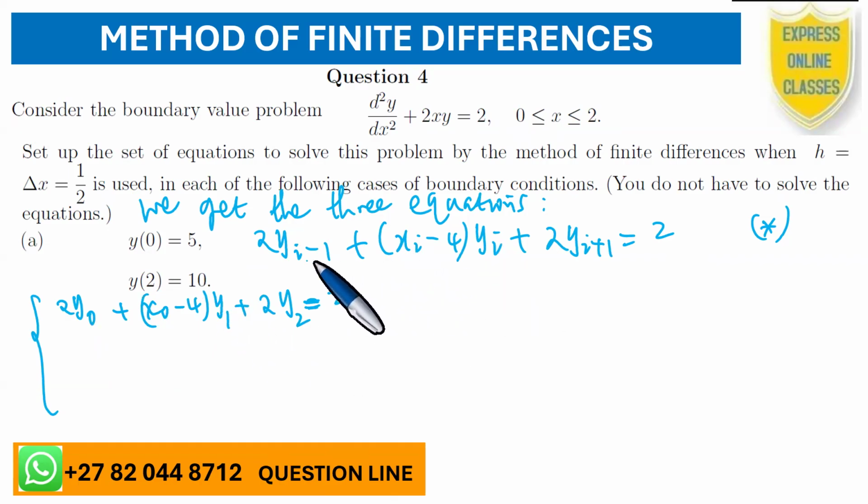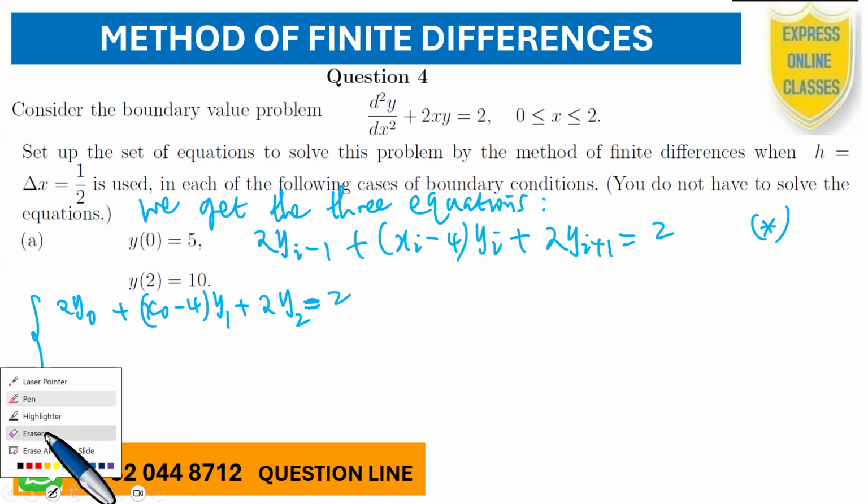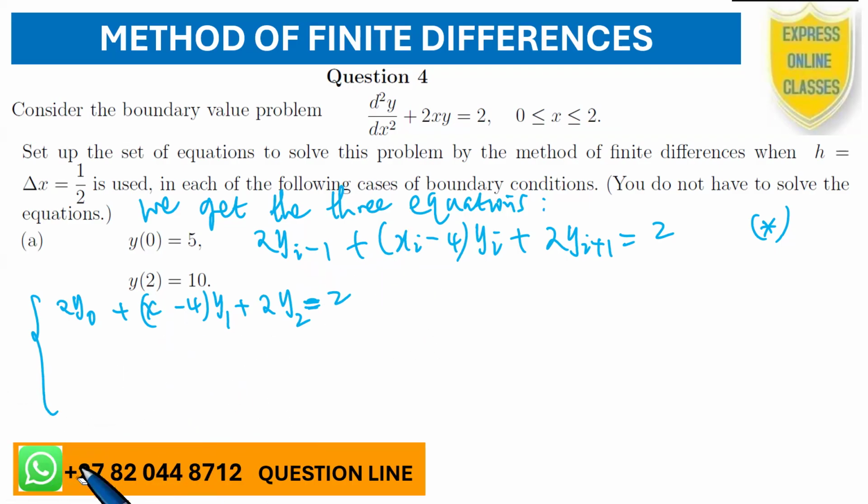And then obviously, with i equals 1, this is also going to become a 1, a 1 minus 4, a 1, and then a 2.